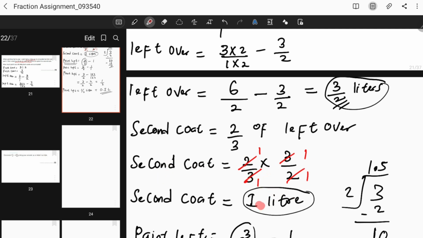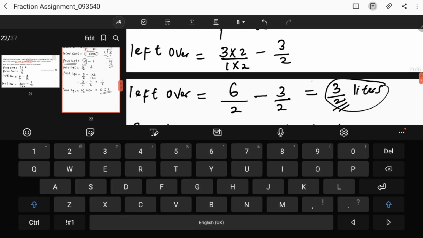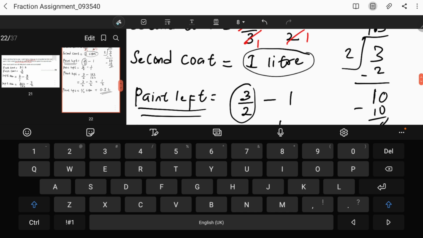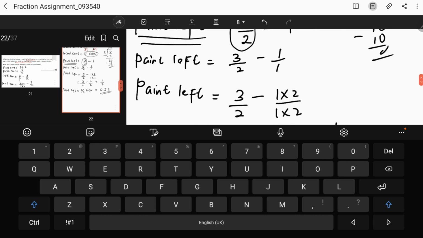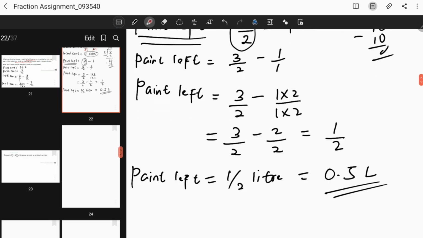So they are now asking us what is left. Remember, this is what we had before, right? But we had to do our second coat, and that's 1 liter, right? So 3 over 2 minus 1 is equal to 1 over 2, and that will give us 0.5 right there. So the video is already long, but I just hope you understood what we solved right here.